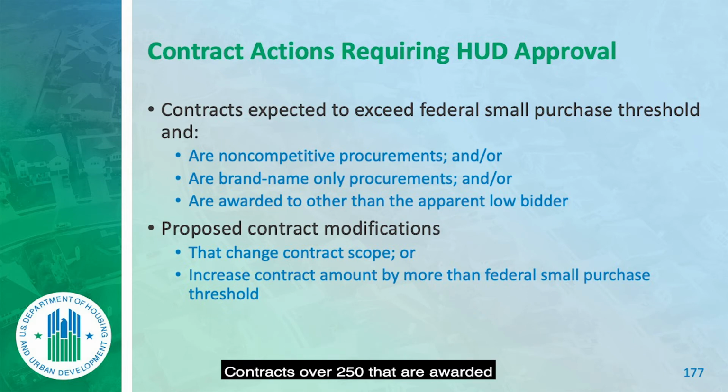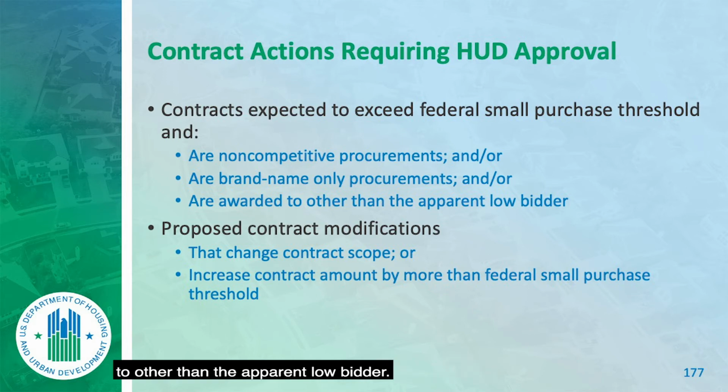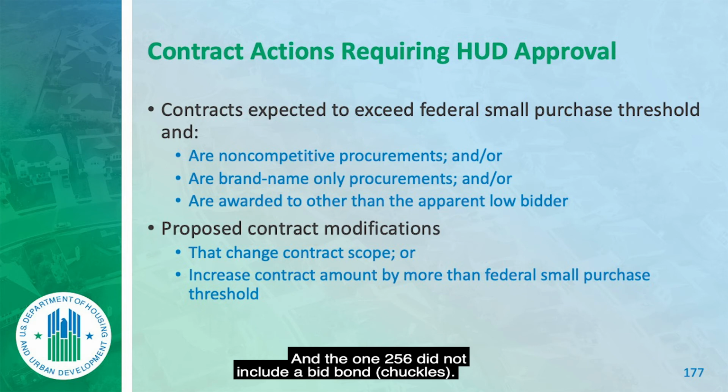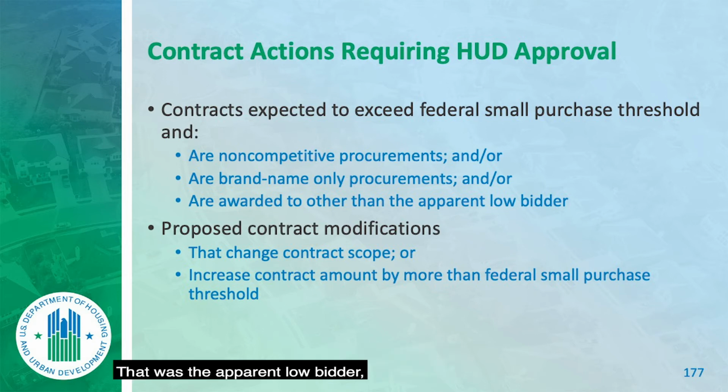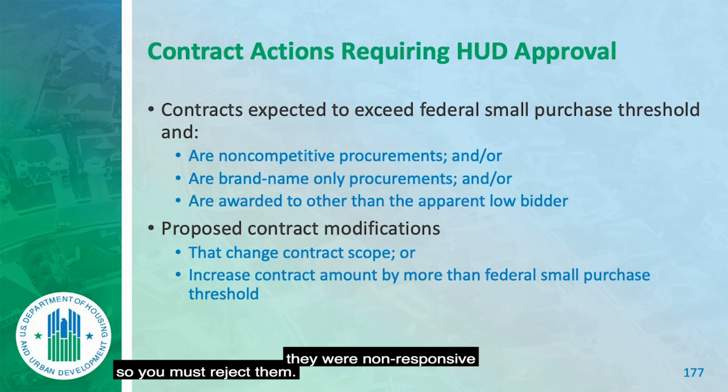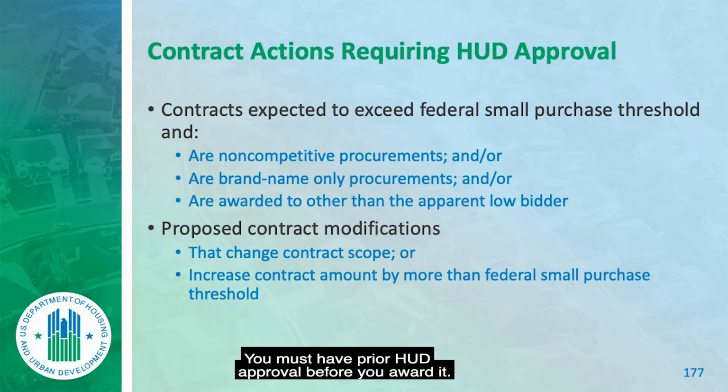Contracts over 250 that are awarded to other than the apparent low bidder. So we get 3 bids in: 256, 261, 264. And the one at 256 did not include a bid bond. That was the apparent low bidder, but upon inspection of the bid, they were non-responsive, so you must reject them. You must have prior HUD approval before you award it.